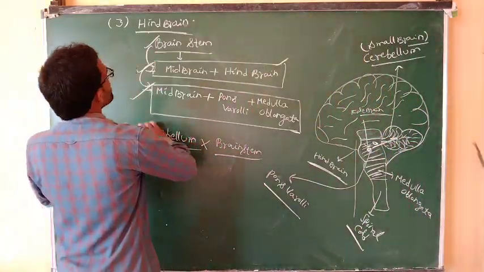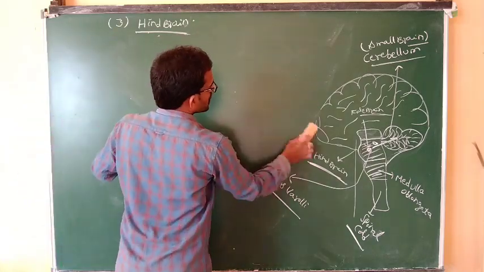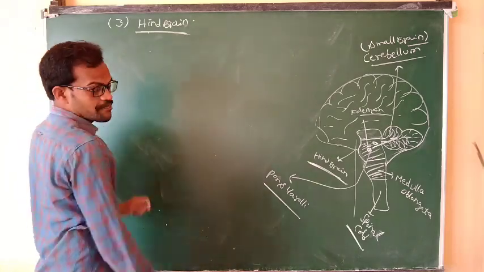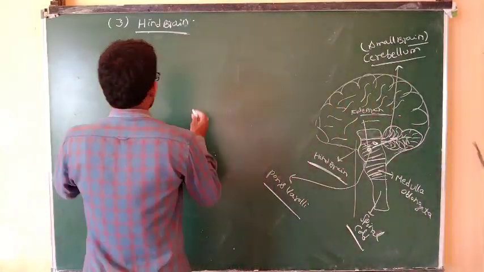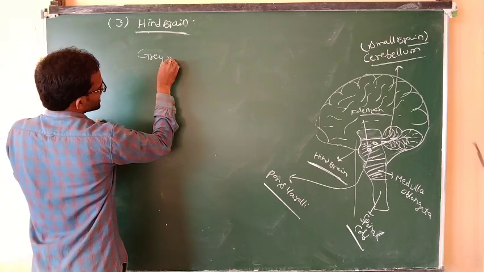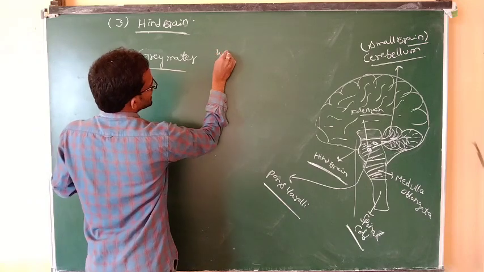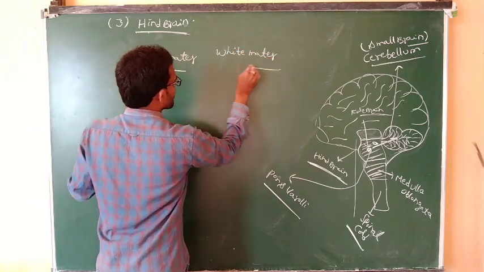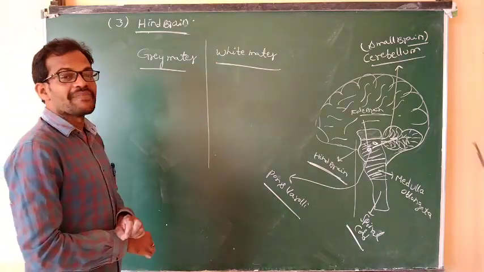After the brainstem, in our textbook they indicate two names: gray matter and white matter. Very important. What is the gray matter? What is the white matter?